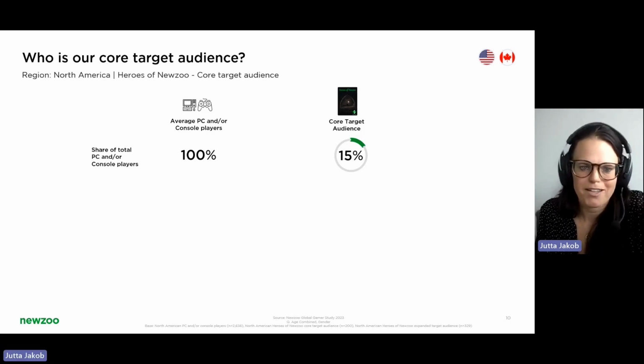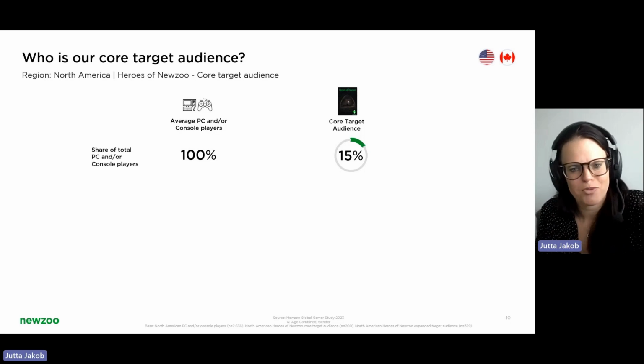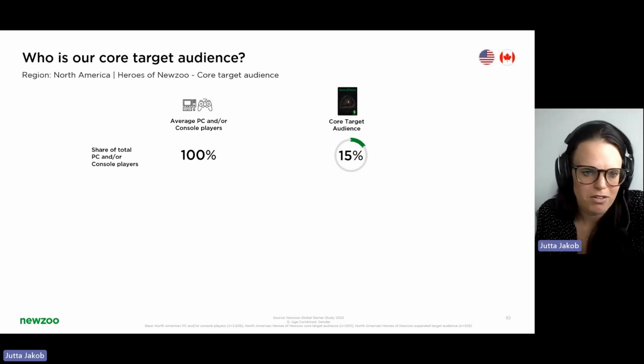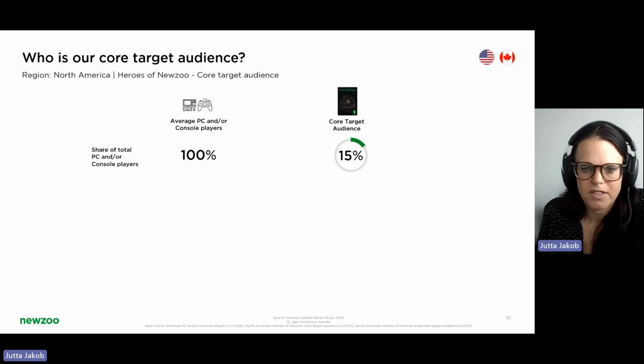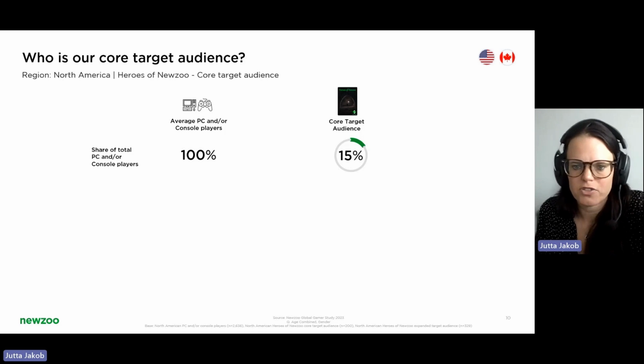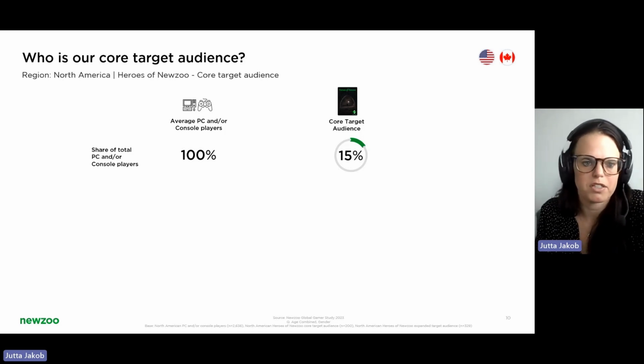Also, please keep in mind that this estimation is based on a respondent sample and should not be used to forecast your total addressable market, which we offer as a tailored solution as well. However, it does provide a general idea of the share of your core target group among the total PC and/or console player base in North America.